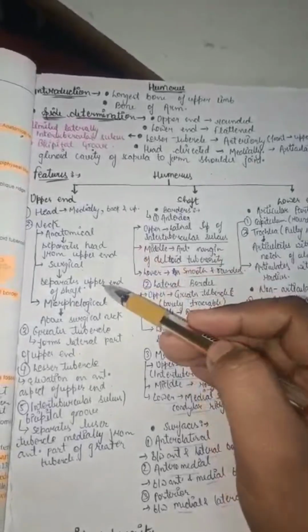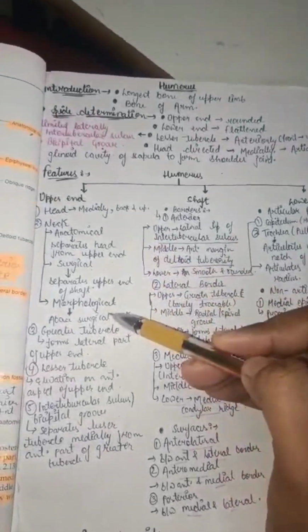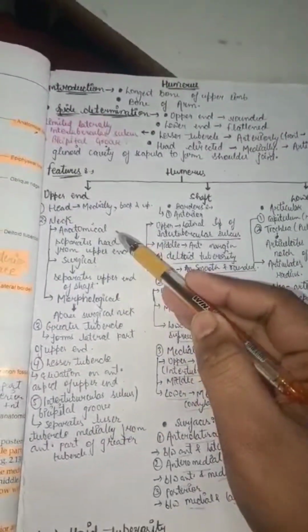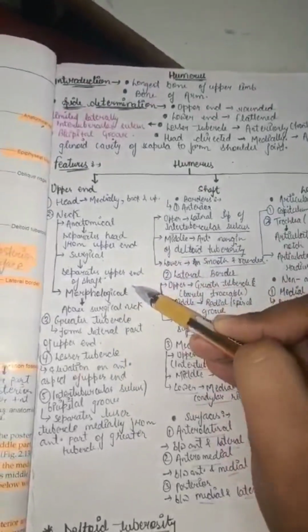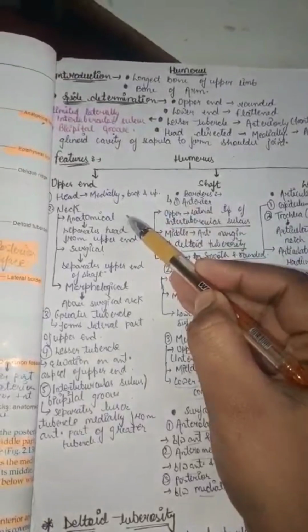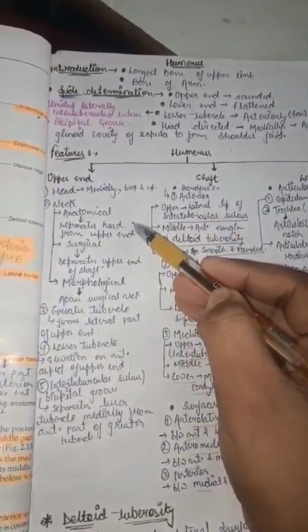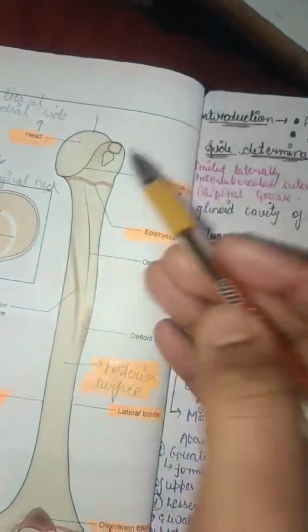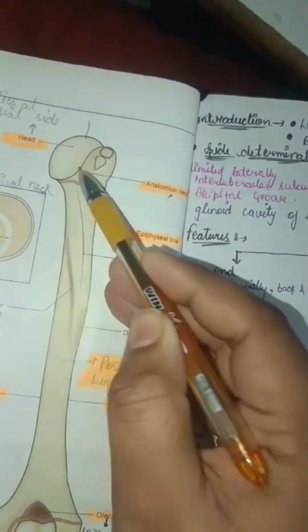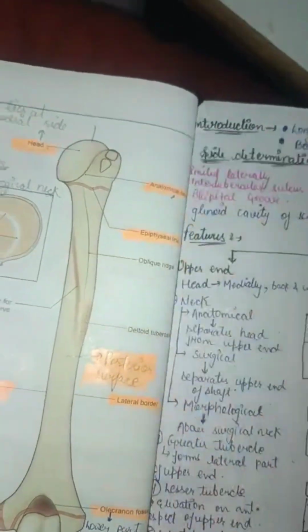Now, in upper end of humerus, we have three types of neck: anatomical neck, surgical neck, and the morphological neck. Anatomical neck is the first one that separates head from the upper end. Here we have anatomical neck. It is separating the head portion from the upper end of the bone.